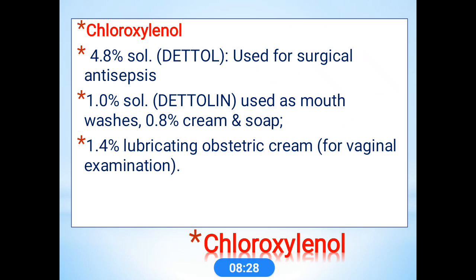Next one is chloroxylenol. Dettol is the brand name of this chloroxylenol. Dettol usually contains a 4.8% solution, used for surgical antisepsis. A 1% solution is used as mouthwash, and 0.8% is available as creams and soaps. 1.4% of this chloroxylenol is available as lubricating obstetric creams for vaginal application.